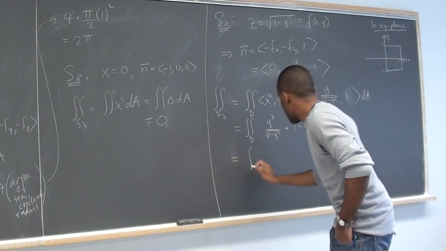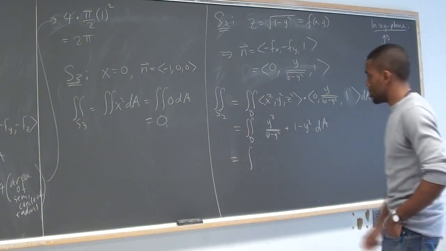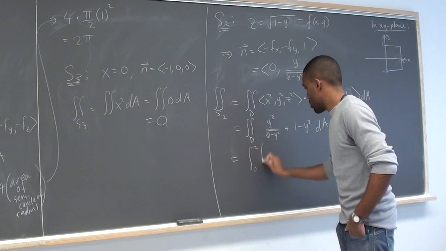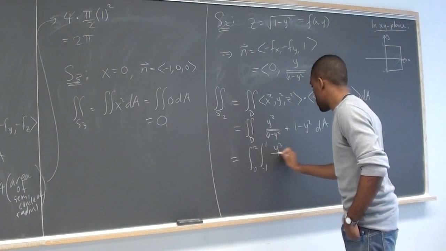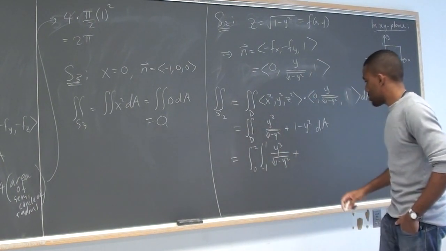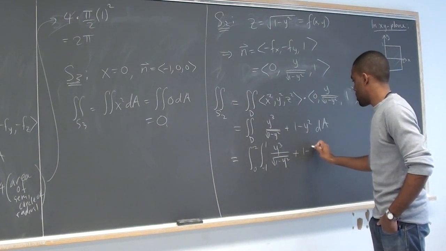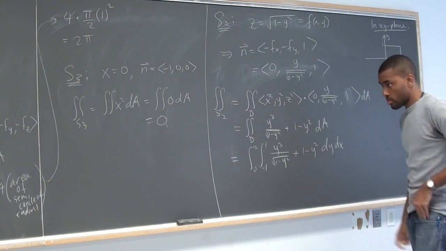So here our x goes from 0 to 2, y goes from -1 to 1 of y cubed over the radical of 1 minus y squared, plus 1 minus y squared, dy dx.